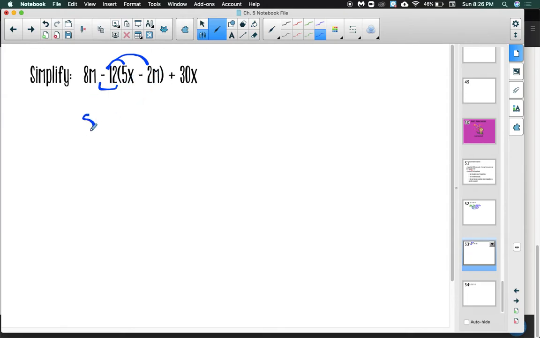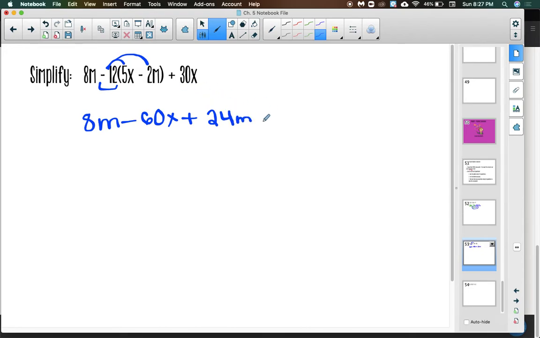So bring that 8m down because it's not changing, not being used right now. Negative 12 times positive 5x. A negative times a positive is a negative, so I'm going to put a minus sign there. 12 times 5x is 60x. Negative 12 times negative 2m. Let's start with our signs. Negative times a negative is a positive, so I'm going to put a plus sign here. Now I just look at the 12 times 2m, and that's 24m.